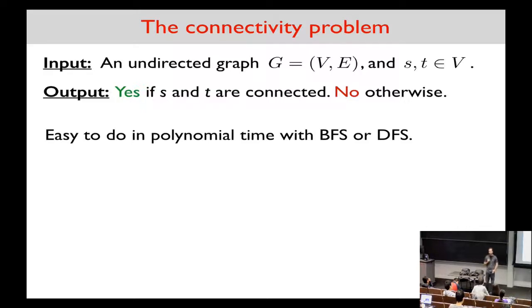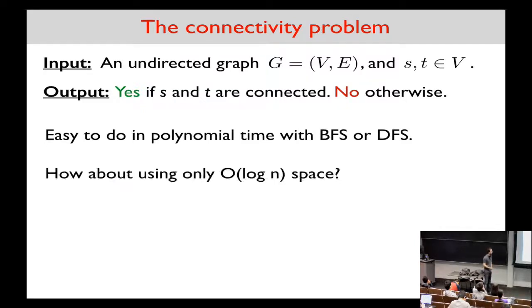So that's good. But our interest will be to do it efficiently with respect to the amount of memory or space you use. In particular, this is the question that I want to ask. Can we do it using order log n space? BFS and DFS, all these search algorithms, they don't use order log n space. They use much more than that. Can we do it using order log n space?